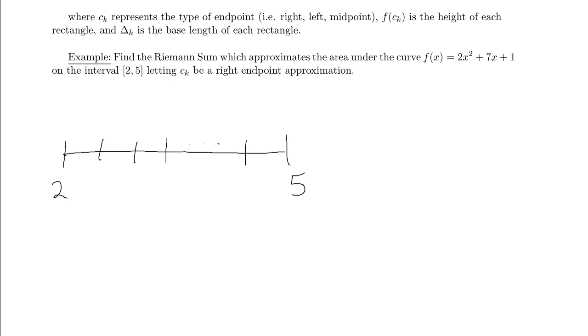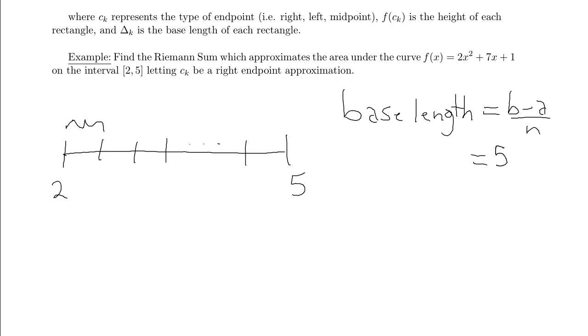And we know, well, how can we find the length of each piece? So this base length we know is equal to b minus a over n. That's the general form for it. Well, what is the length of our interval? We're going to do 5 minus 2 divided by n, so that's 3 over n. So each subinterval is of length 3 over n, and we're using the right endpoint of each subinterval.